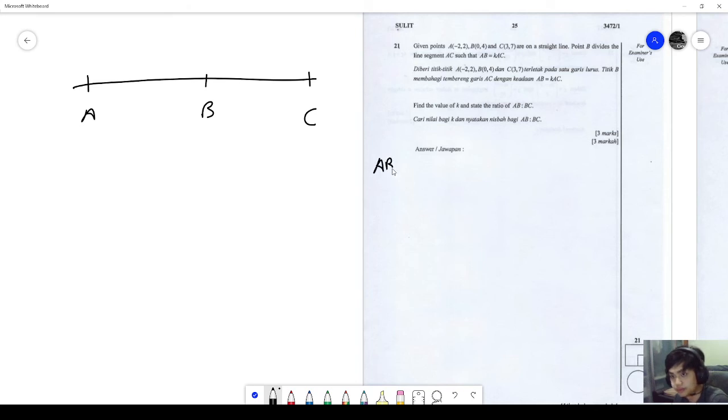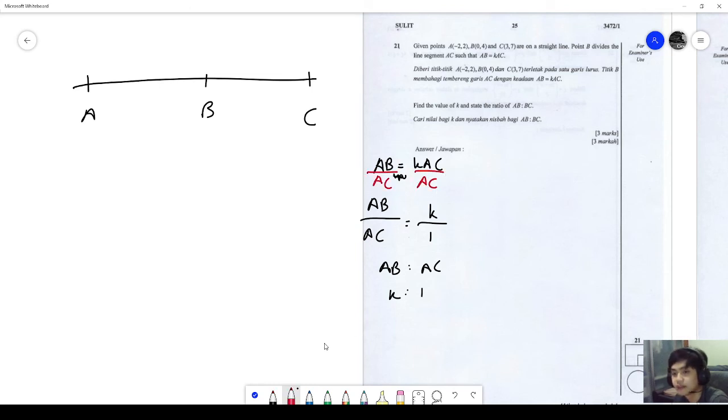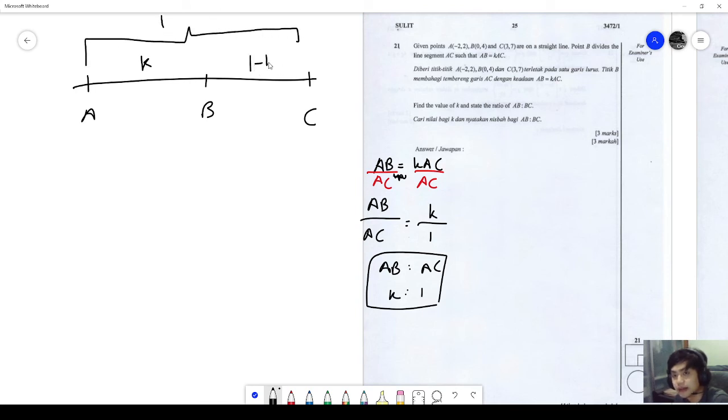So if I want to make a ratio out of it, I need to put the AB and AC on one side. So I'll get AB ratio AC as K ratio 1. So how I did this is basically, I divide both sides by AC, right? And then I can actually get the AB over AC in this case. So I can get the ratio here. So AB ratio AC is K ratio 1. So this is K. So the whole ratio here is 1. So obviously here would just be 1 minus K.